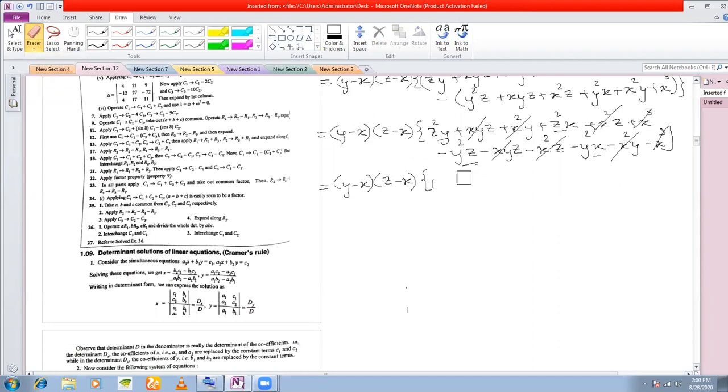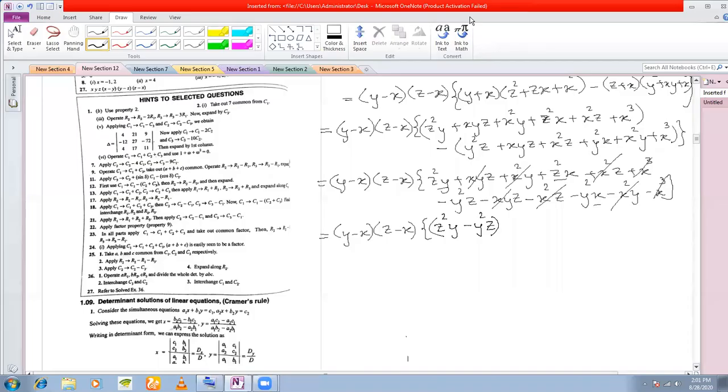These are going to cancel. Then you group z square y minus y square z together, and here you group z square x minus y square x together. Okay, you group these. So you get y minus x into x z, sorry, z minus x. z and y will be common. Z minus x. Then we have z.